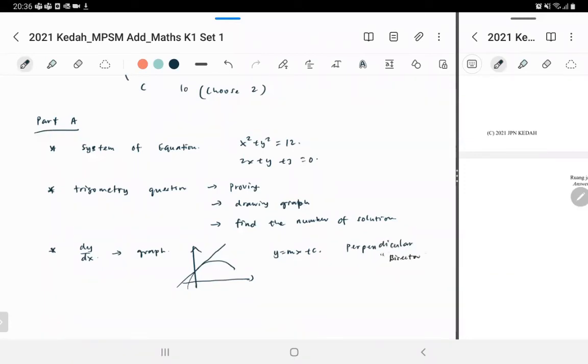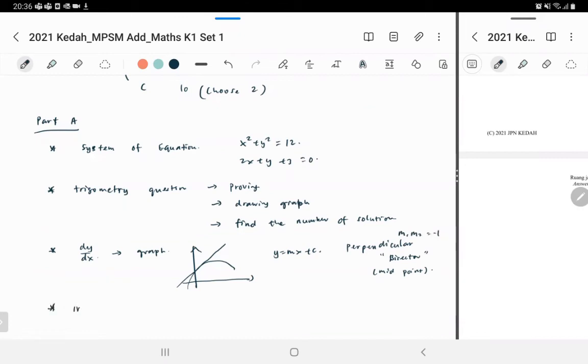When you see the bisector, that means it will pass through the midpoint. Perpendicular means m1 m2 equals -1. The divided x question might combine with the coordinate geometry chapter. So make sure you know how to do this one.